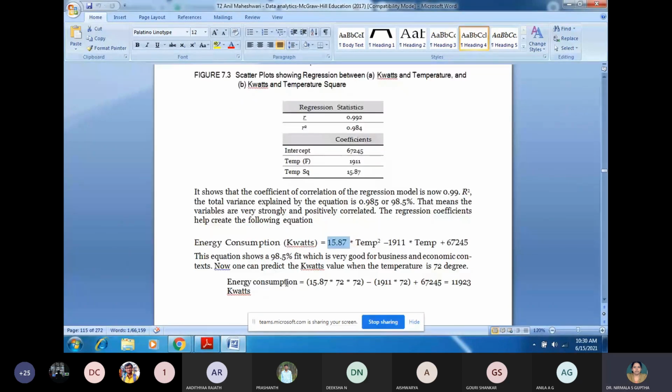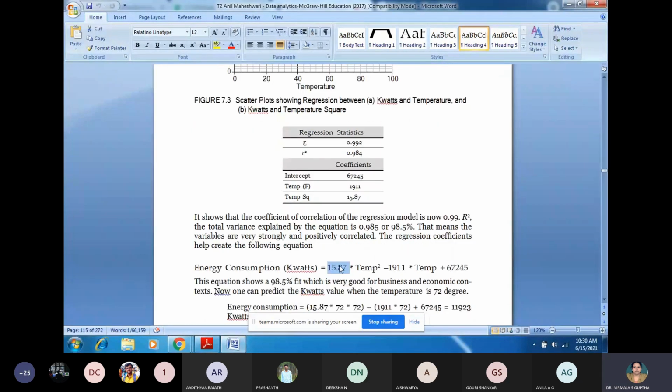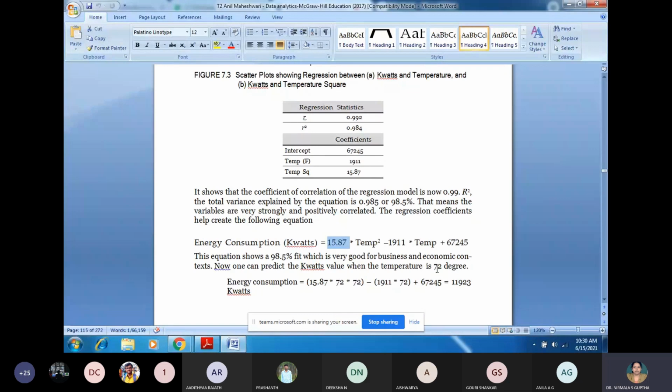So energy consumption is equal to 15.87 into temperature square. Now he is asking us to compute it for 72 degrees. So 72 into 72, because it is temperature square, minus 1911 into the temperature 72 degrees, plus 67245. So we get 11923. So 11923 kilowatts is the energy consumption we can predict for this particular model.